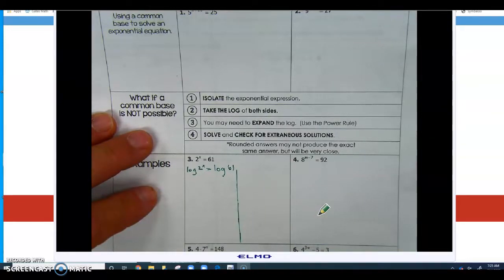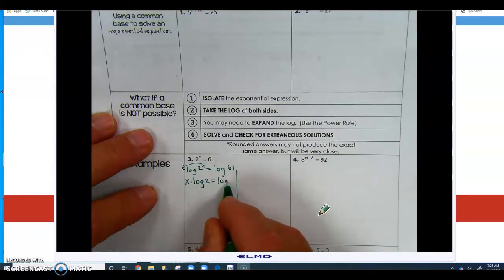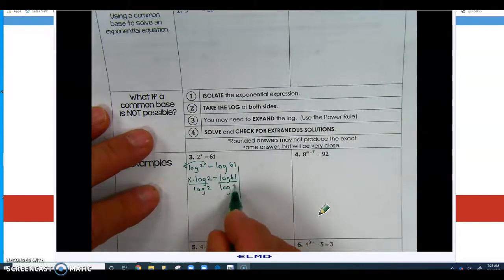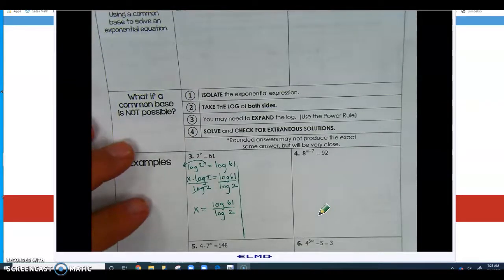And then I bring the x out front here. X times log 2 equals log 61. And all I do to finish this problem is divide both sides by log of 2. So x equals log of 61 divided by log of 2, which is approximately 5.9307. X is approximately equal to 5.9307.